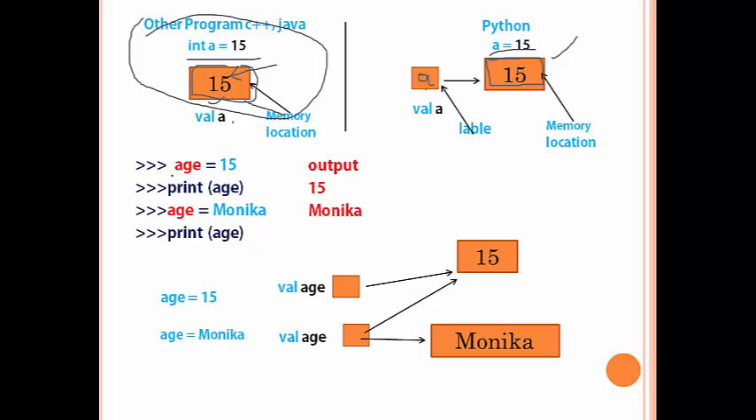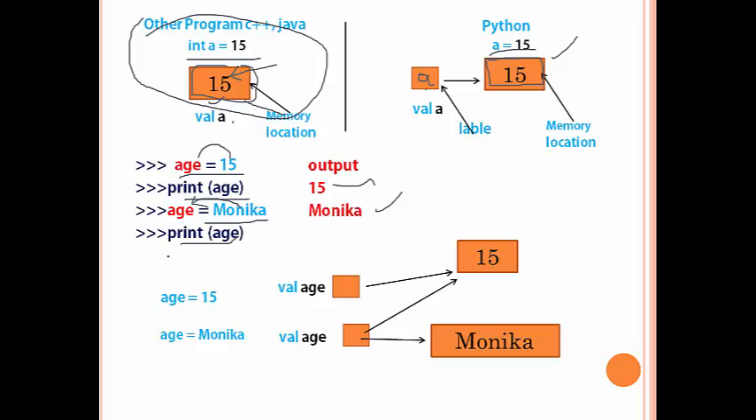We will see one example. age = 15, print age, then age = Monica. No complaint here. Initially it was an integer, and it accepted. Next time, in the same variable, we stored a string type of data, no complaint. Print age, so the output will be 15 and Monica, no problem. This is what we call dynamic typing.